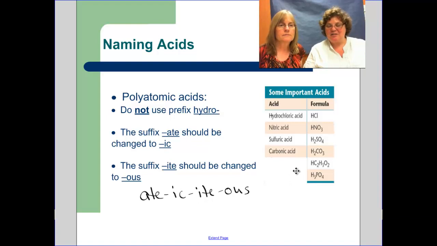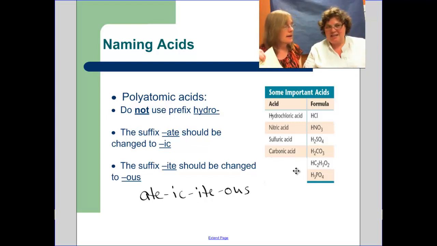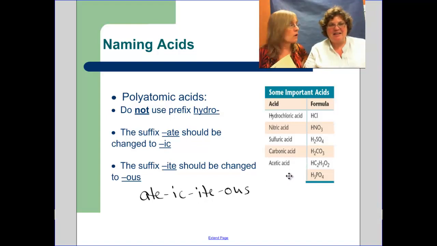That's long. The next one's a good challenge. We've got to find that. It's right at the top of the minus 1 column. It is acetate. ATE turns into ic. So acetic acid. I've heard of that before. Isn't that also known as vinegar? That is known as vinegar.